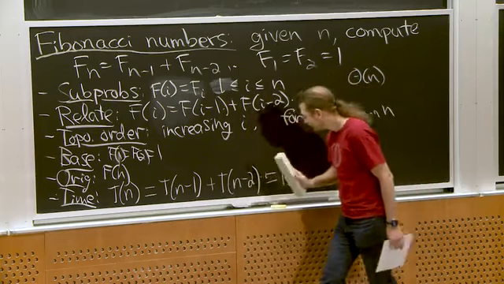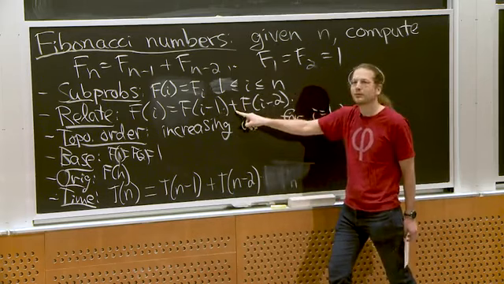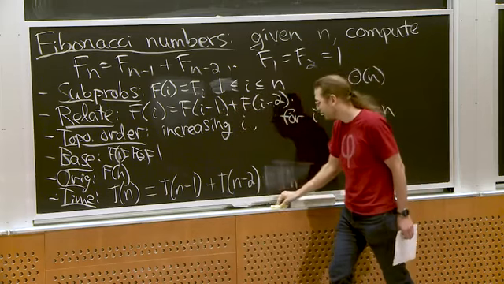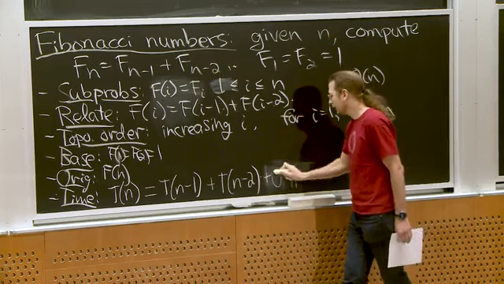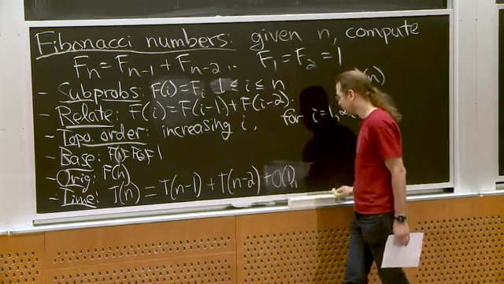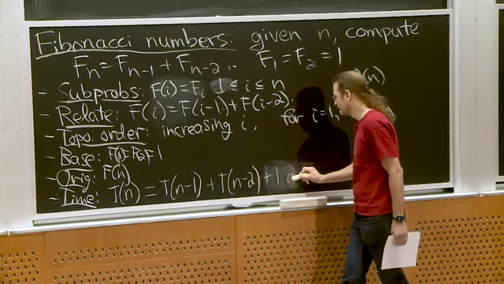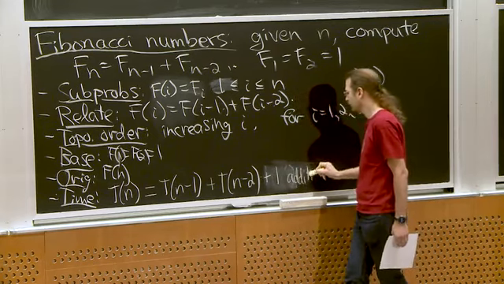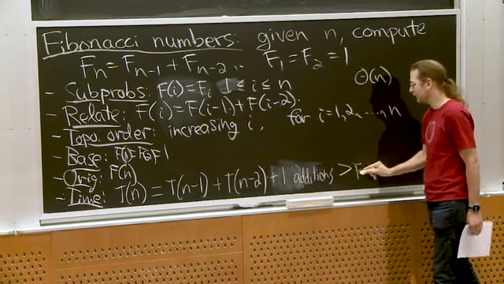It's a little bit worse, because in addition to those recursions, I also spend constant time to do the addition. Maybe more than constant time. But if we just count the number of additions we do, it will be plus 1 additions. OK, but this is bigger than the nth Fibonacci number.